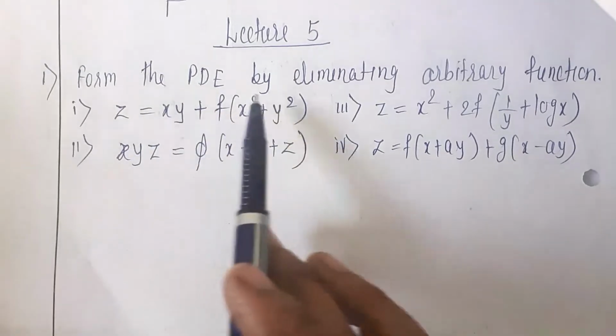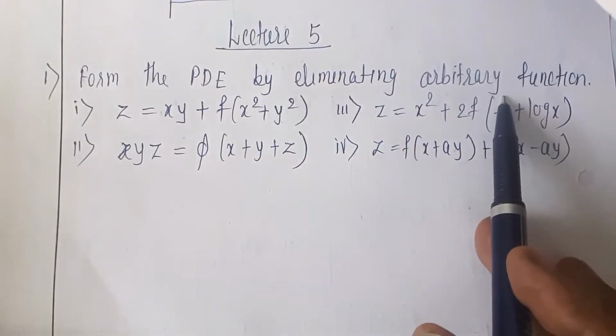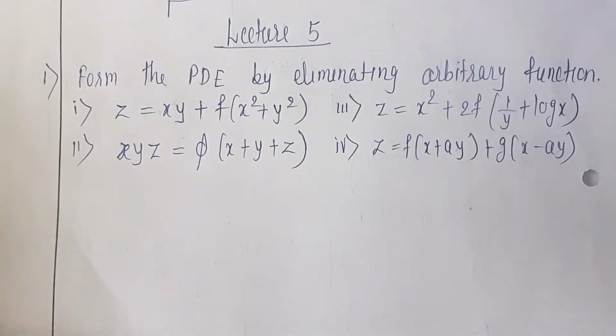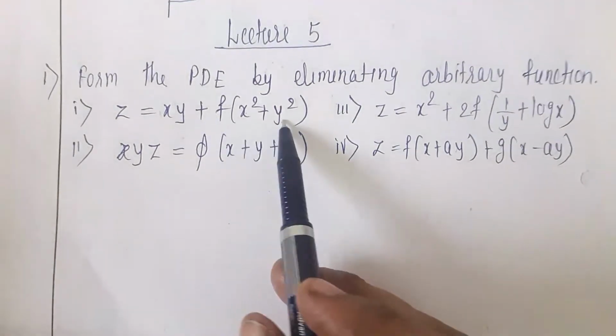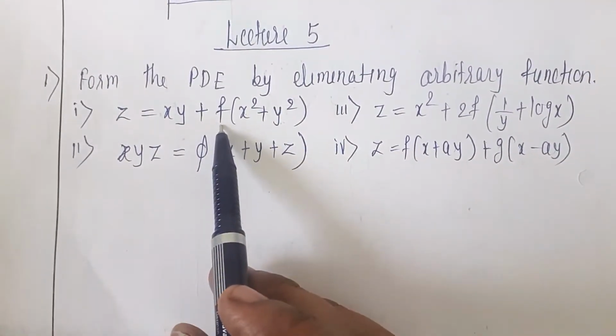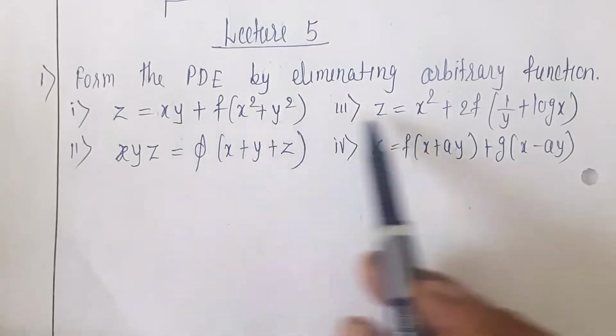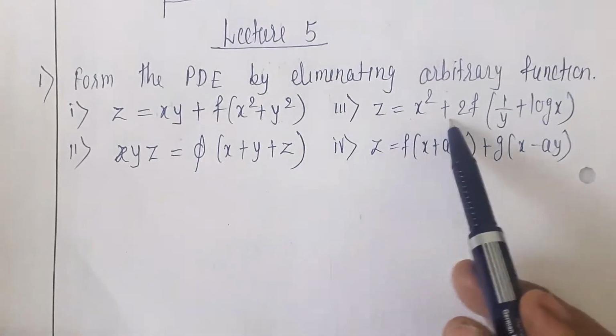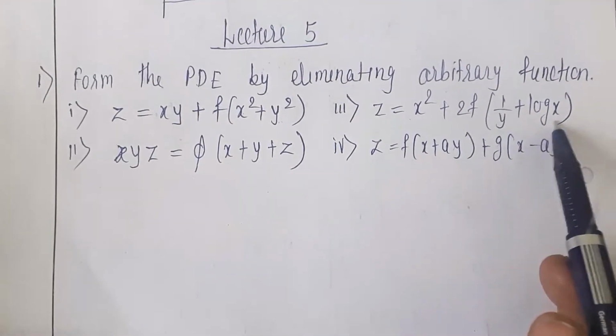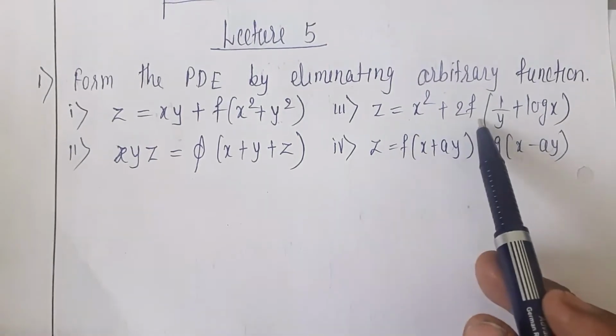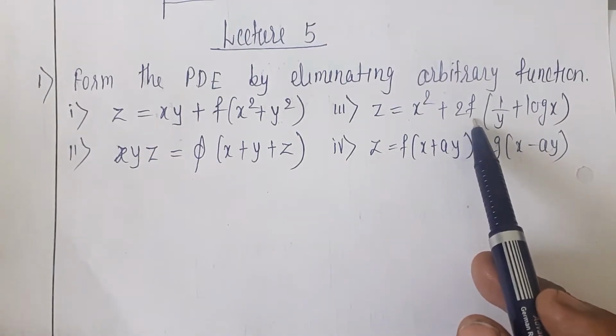Question is, form the PDE by eliminating the arbitrary function. z is equal to xy plus f of x square plus y square. Again here we have one arbitrary function, so we get a first order PDE. Then the second equation is z is equal to x square plus 2f of 1 by y plus log of x. So again one arbitrary function, we get one first order PDE.